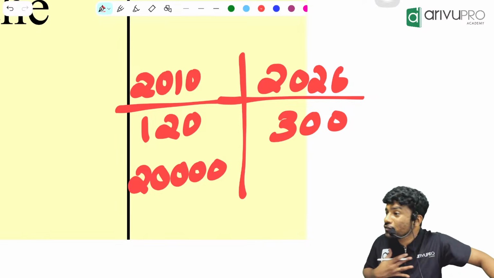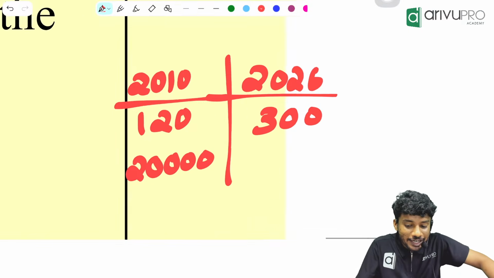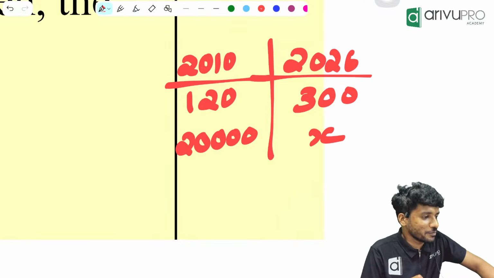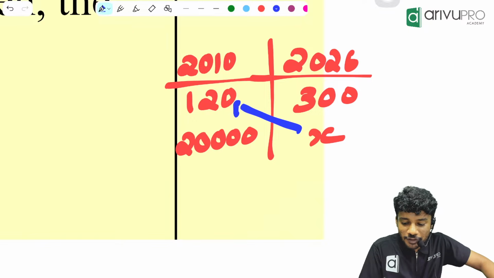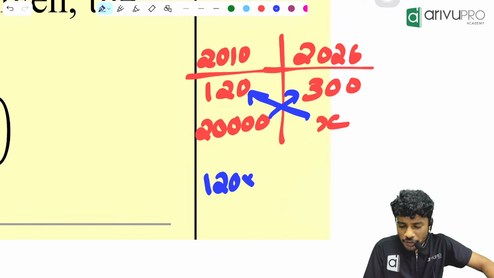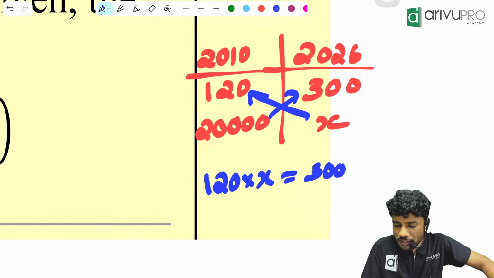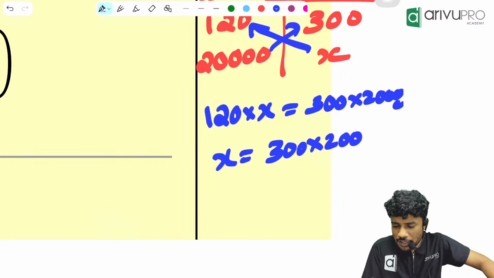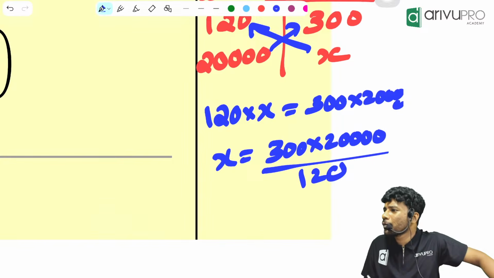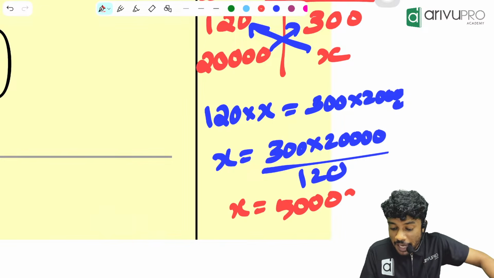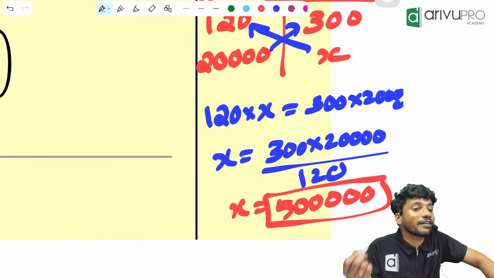Then I want to find my current salary. How to find it is very easy. Instead of the current salary, I will put an X value and cross multiply. 120 into X is equal to 300 into 20,000. Can you tell me the value of X? 300 into 20,000 divided by 120. How much is it? 5. So 5 lakh.